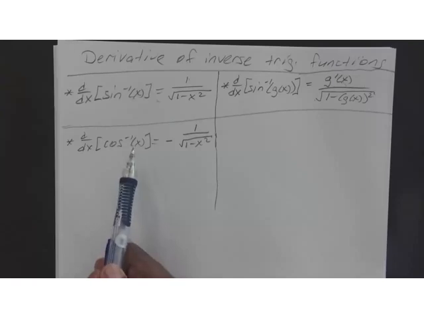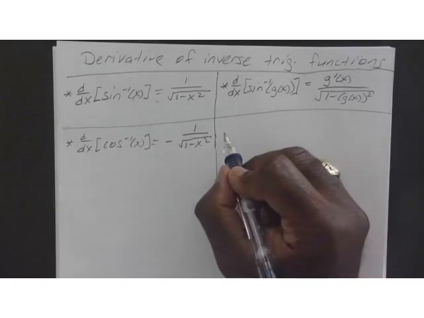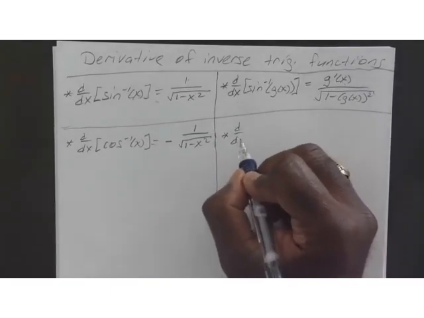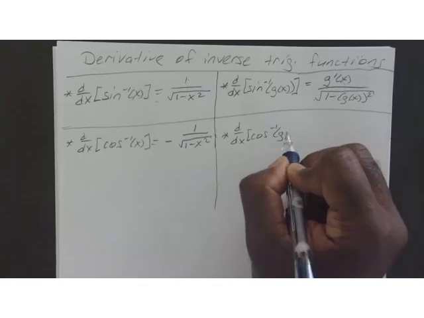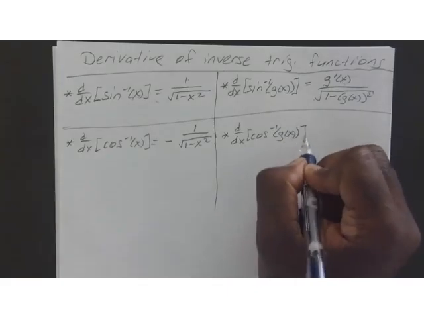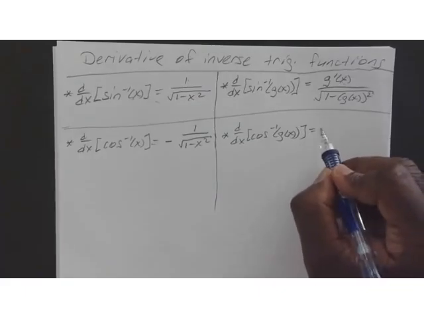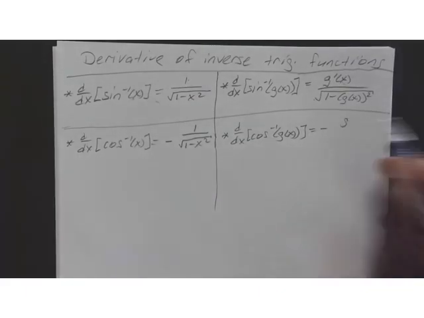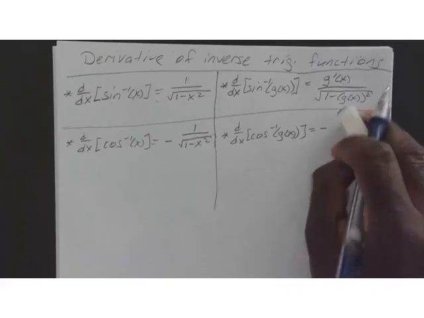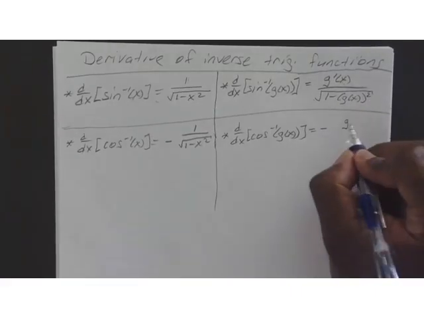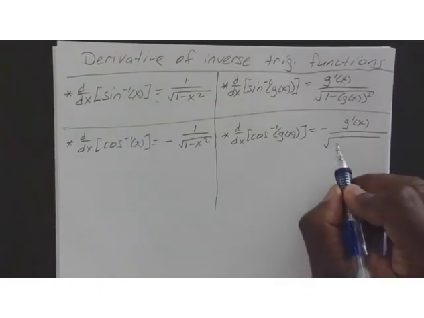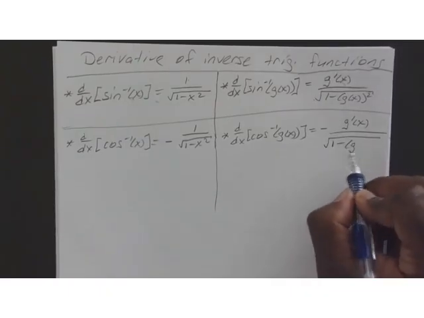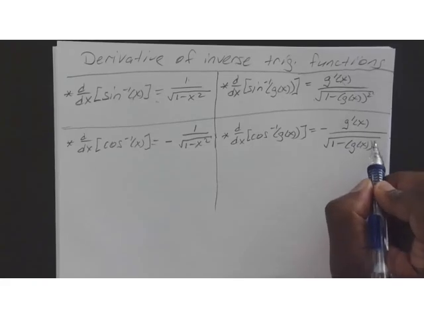Again, same thing if you have some different function of x. It's the exact same formula. Cosine inverse of some function g of x is just equal to the negative g prime of x divided by the square root of 1 minus that function g of x squared.